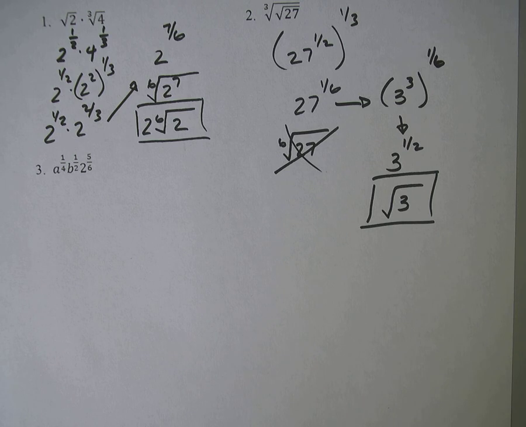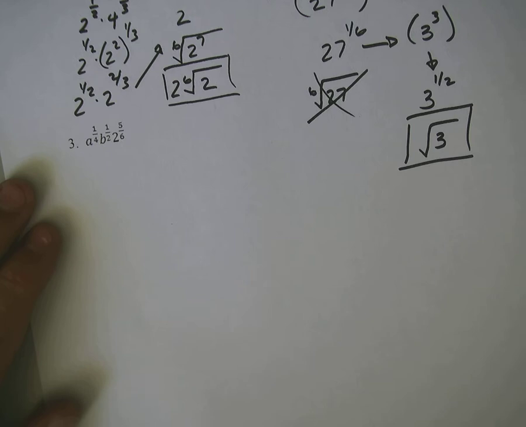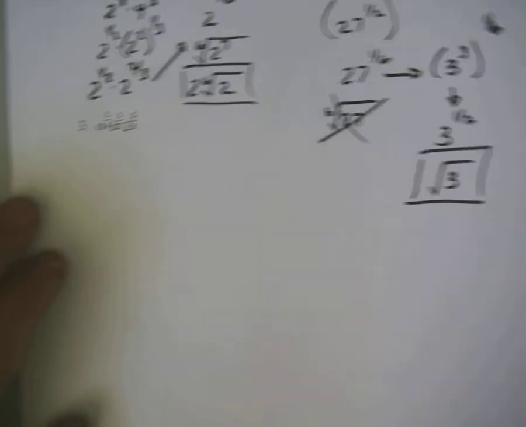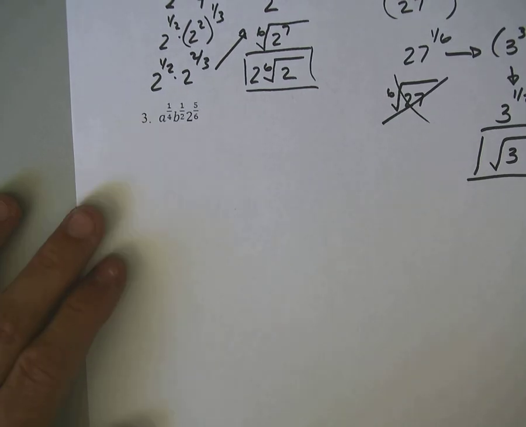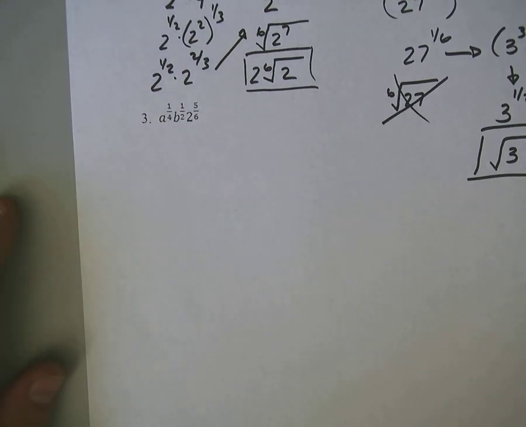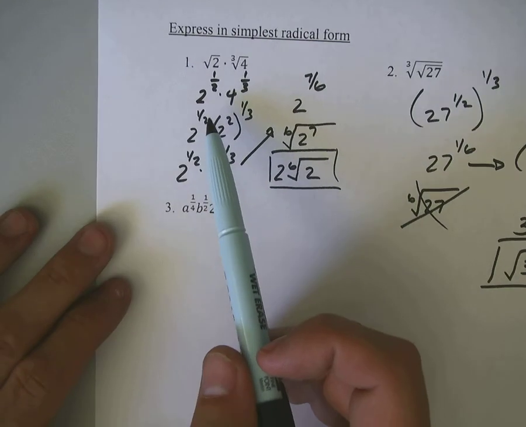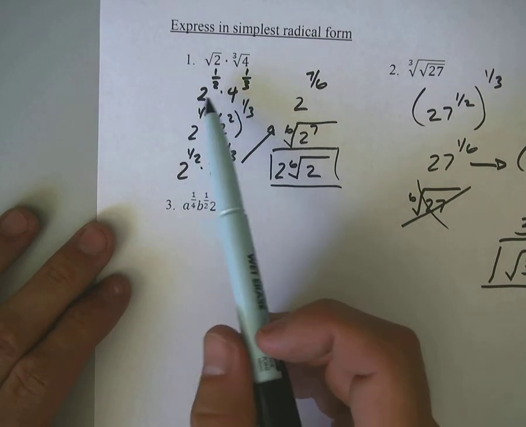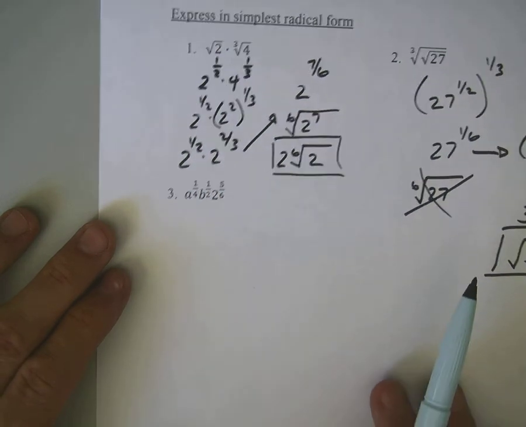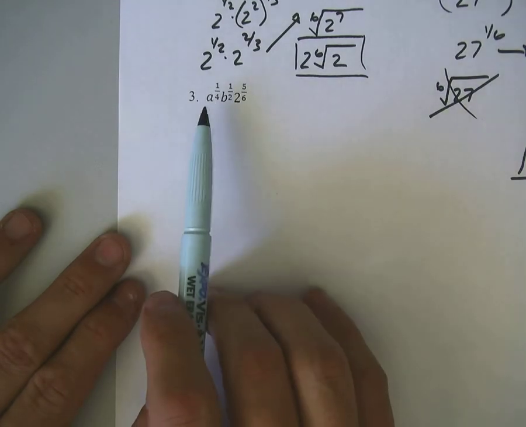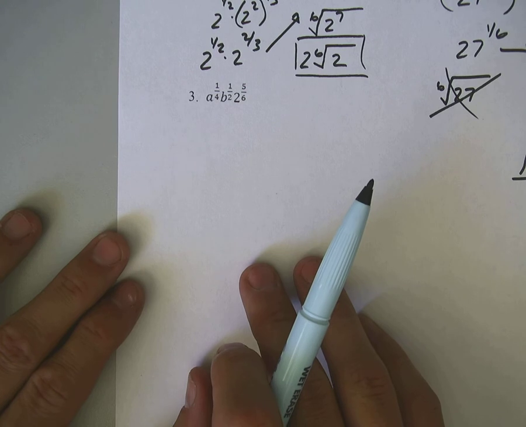Okay, let's see. Let's do this last one, and we'll call it a day. So this one says a to the 1/4, b to the 1/2, 2 to the 5/6. And we're trying to combine this into the simplest radical form. Now you'll notice this is a little different than this one we did up here, because here I was able to change 4 to a 2 and we can combine them together. But the problem is that now we're dealing with an a and a b and a 2. We can't change those bases to be the same.